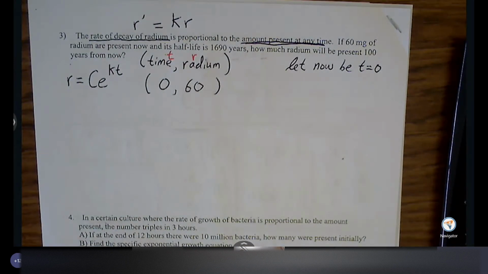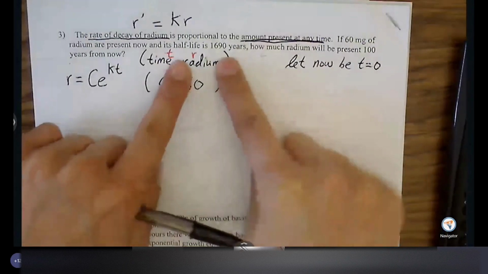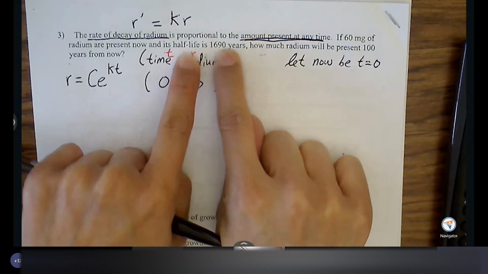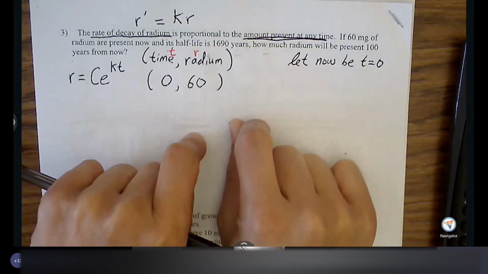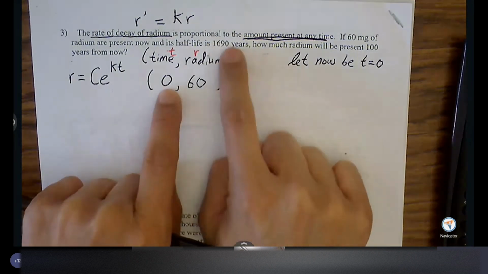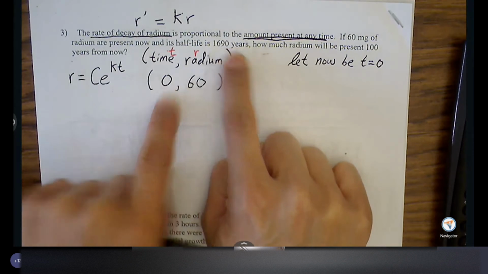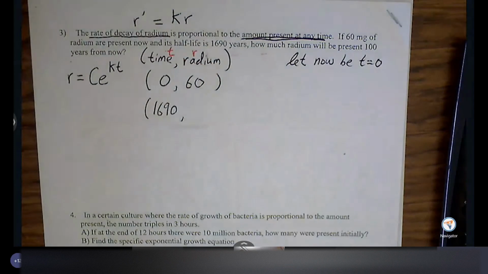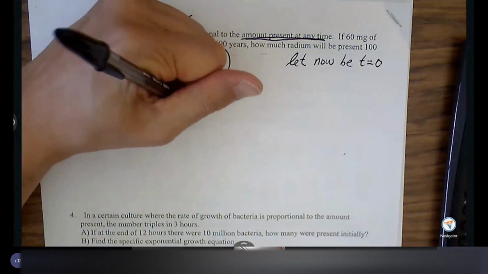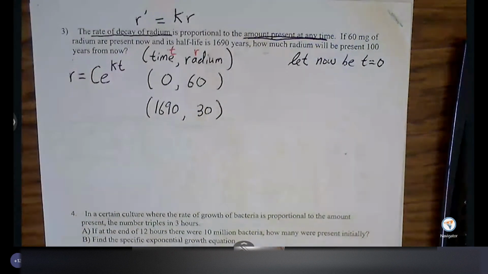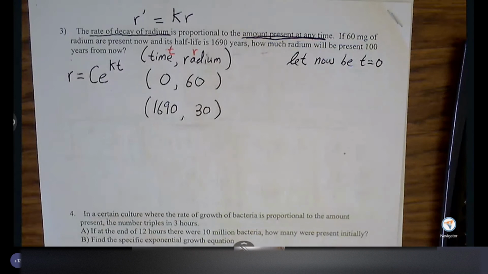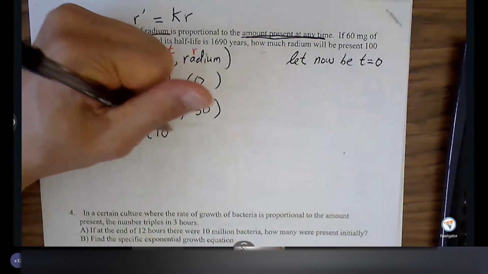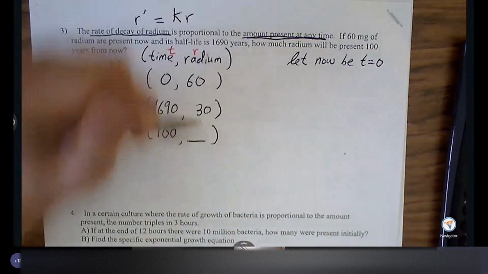Half-life is 1,690 years. How would you create an ordered pair out of that information? So 1690 and 30. Good, right? So we want to put the time information first. So that's 1,690 years from now, there's going to be half the amount of radium remaining. So 60 is going to turn into 30. How much radium will be present 100 years from now? So 100 followed by unknown.